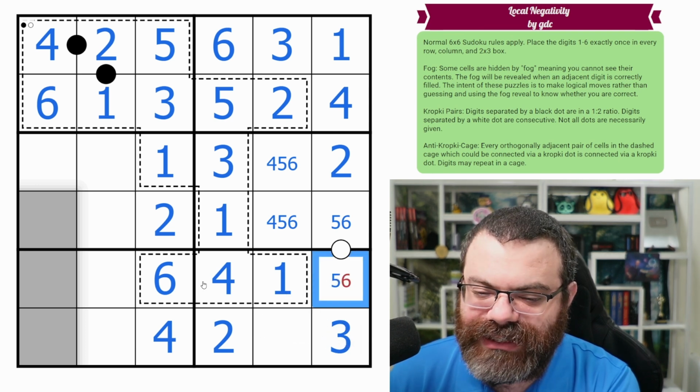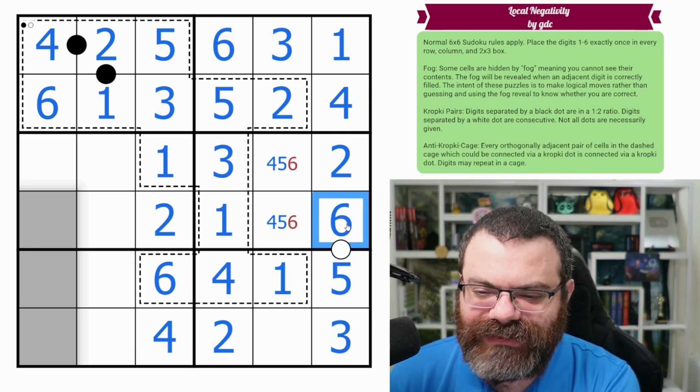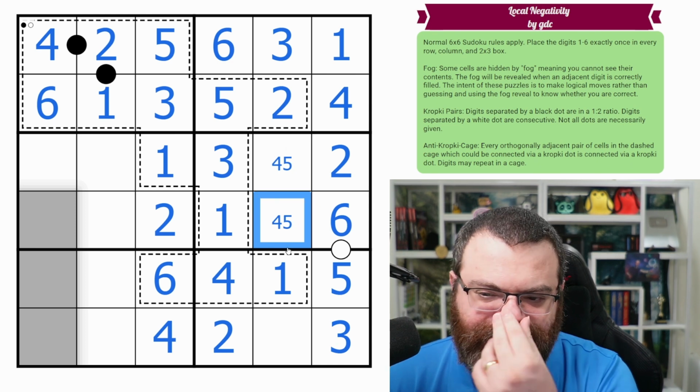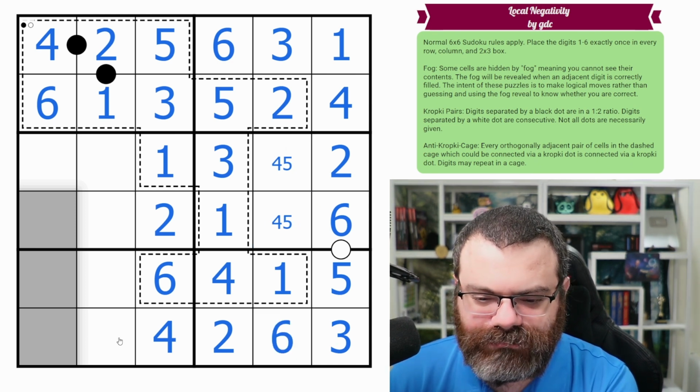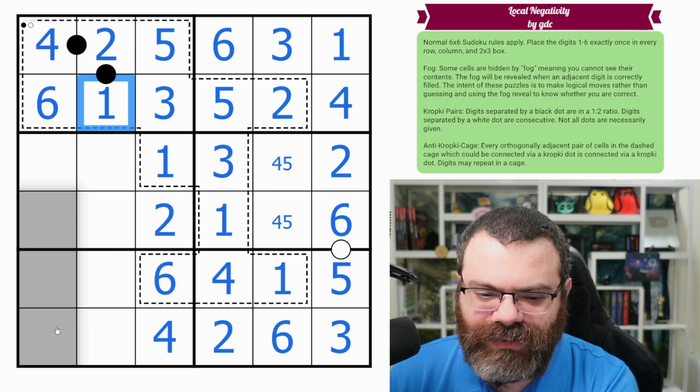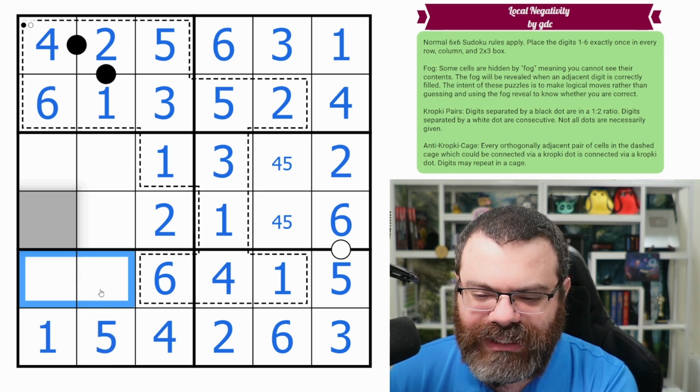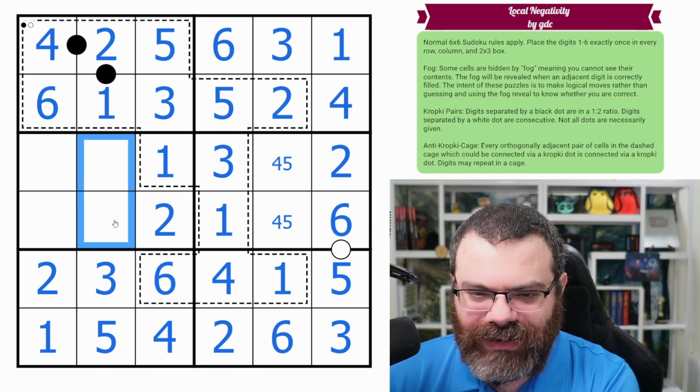That 3 is done. This can't be 6 because of that 6. So that's 5 and 6. All right, 4, 5 pair. This is done. This is a 6. Down here we have 1 and 5. This one tells us that's 1 and 5. Up here we have the 2 and 3. That's 3 and 2. All right, 1, 2, 3.